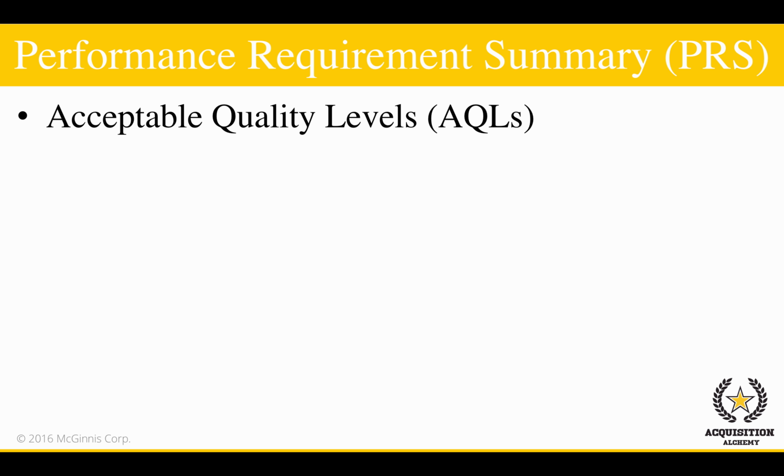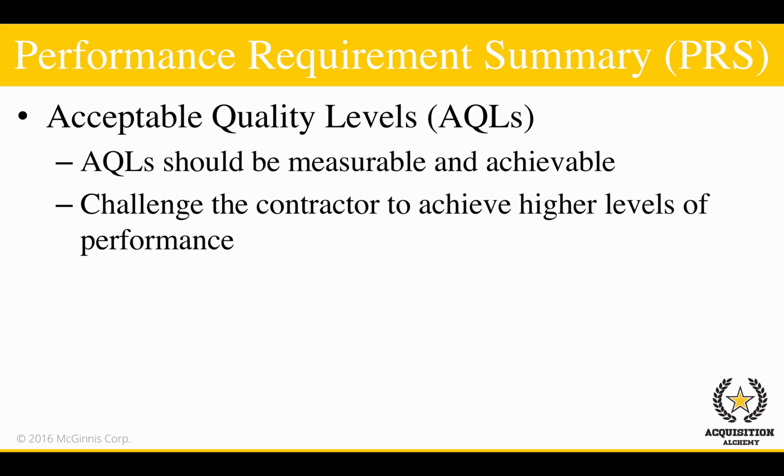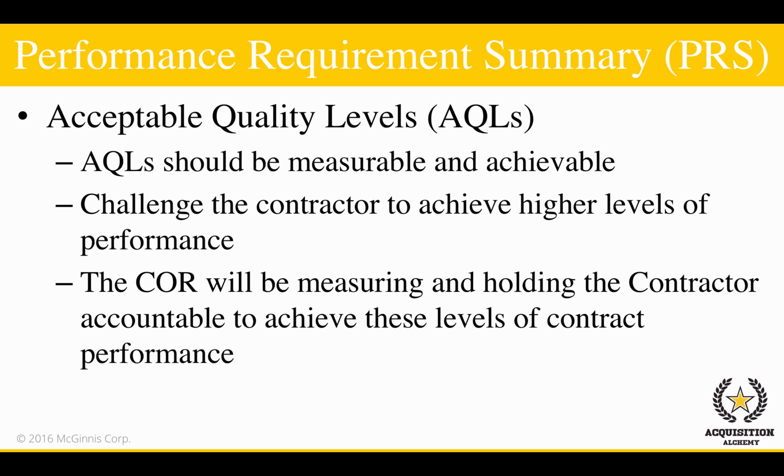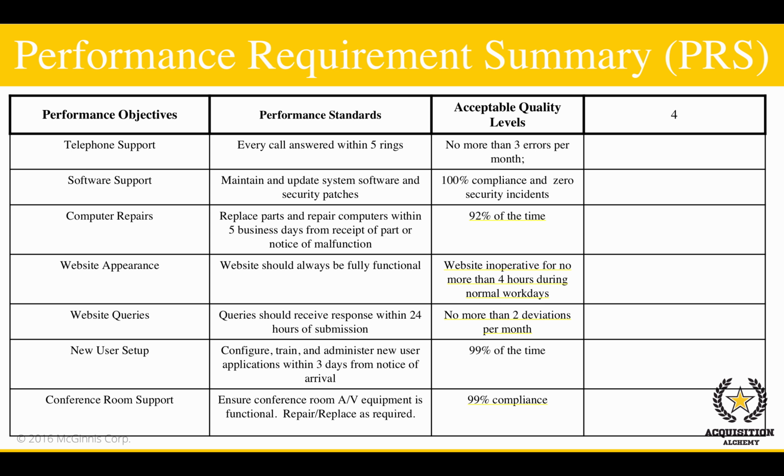Please remember these 3 things about acceptable quality levels. AQL should be measurable and achievable. They should challenge the contractor to achieve higher levels of performance, and the contracting officer representative will be measuring and holding the contractor accountable to achieve these levels of contract performance. Assuming you understand the point of AQLs, I'm going to complete the remaining acceptable quality levels.